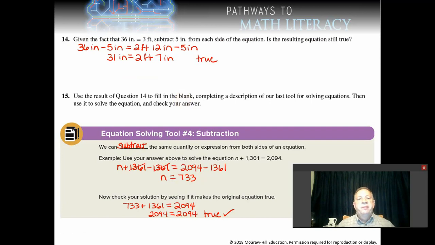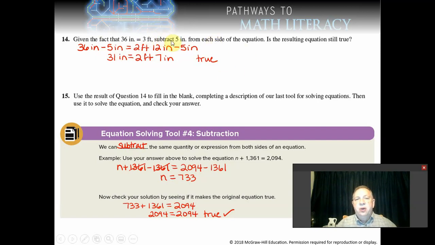Okay. So given the fact that 36 inches is equal to 3 feet, subtract 5 inches from each side of the equation. Is the resulting equation still true? So 36 inches minus 5 inches is 31 inches. And if I convert that into 2 feet, 12 inches, that's the third foot, and if I subtract off 5 inches, I get 31 inches is 2 feet 7 inches. So that's true as long as I'm maintaining what units I'm working with and being careful. It's fine. I can deal with that.